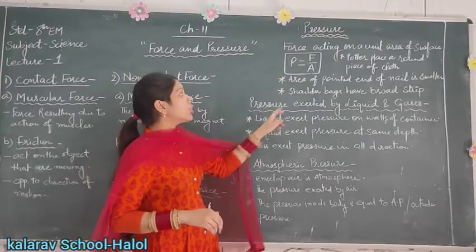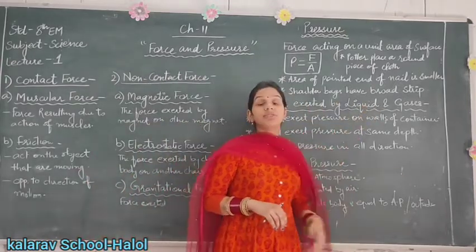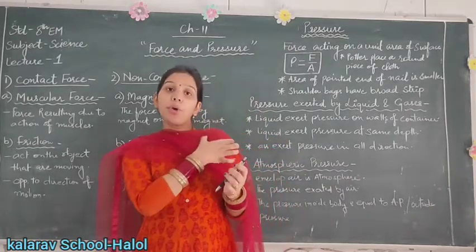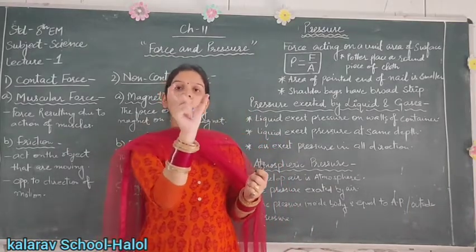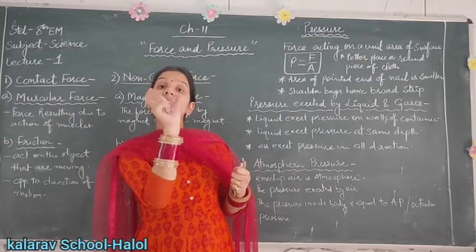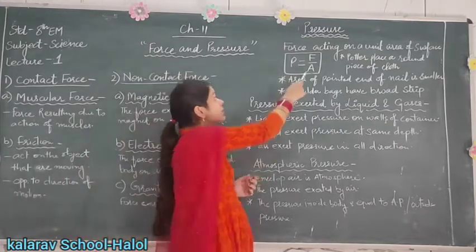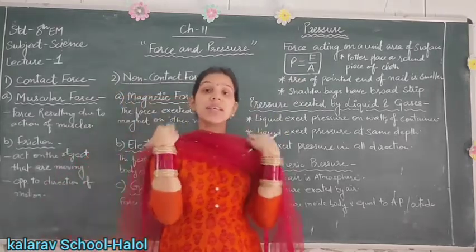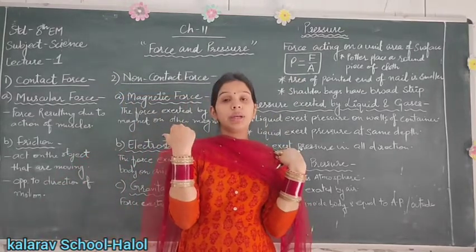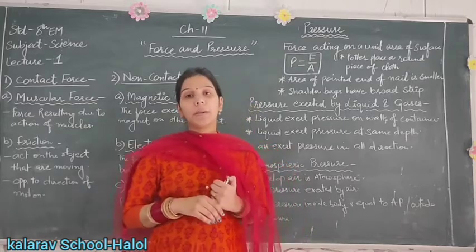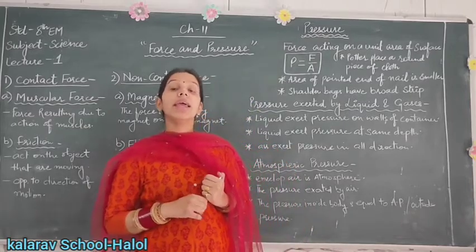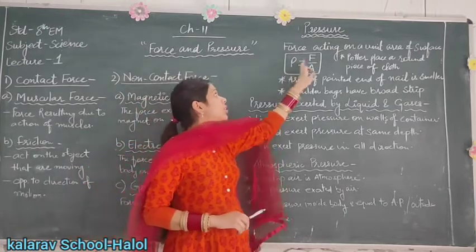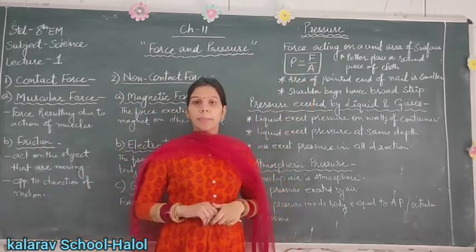Next, shoulder bags have a broad strap. When you are carrying your school bag, you have broad straps on your shoulders. Broad straps mean the area increases. When the area increases, the pressure decreases. So when the pressure decreases, there is less load on your shoulders, and you can easily carry your bag. So these are the day-to-day examples which govern that law: pressure is force upon area.